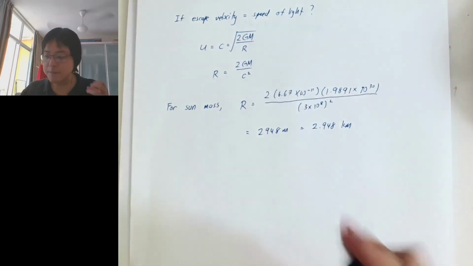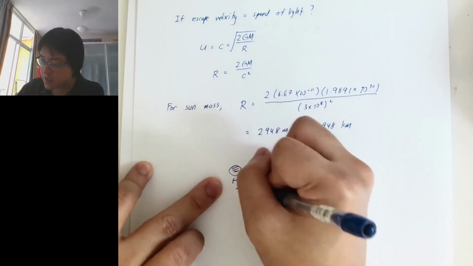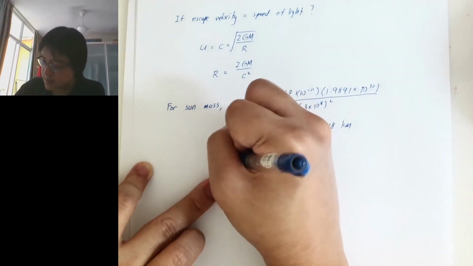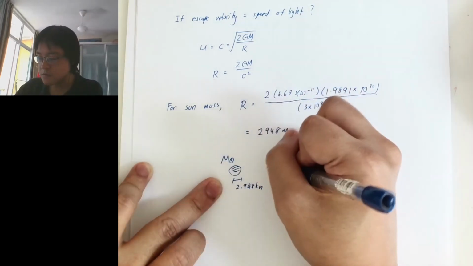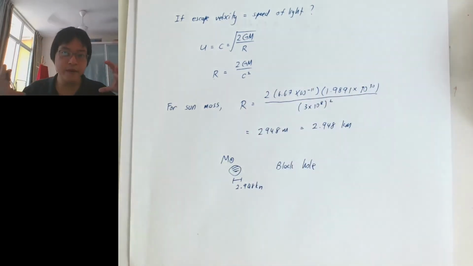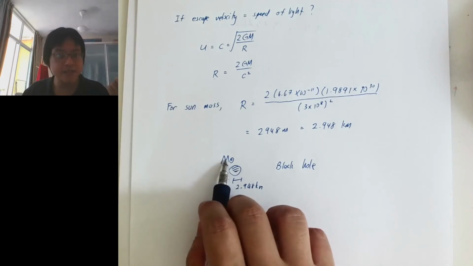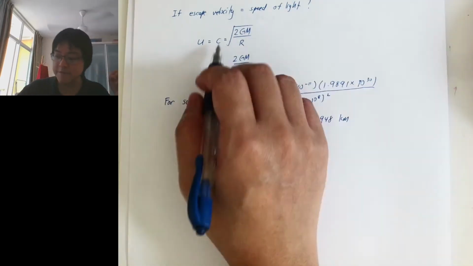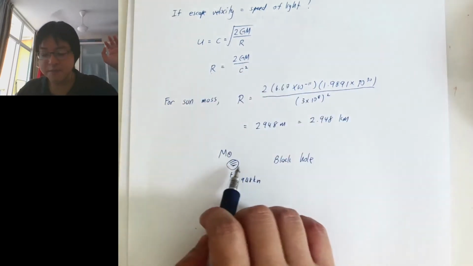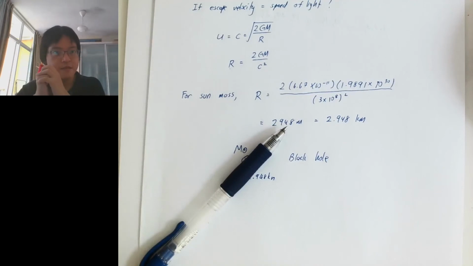So this is 2.948 kilometers. So if I have the mass of the sun compressed into a radius of 2.948 kilometers, I can create a black hole, right? Because if the distance is 2.948 kilometers and the mass is the mass of the sun, the escape velocity is going to be the speed of light. So that means if the mass of the sun is compressed to such a small size, it becomes a black hole.